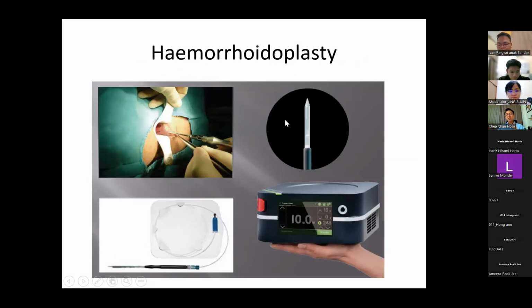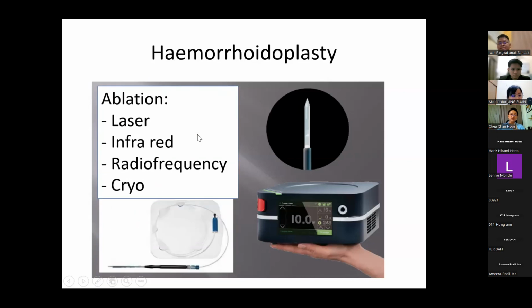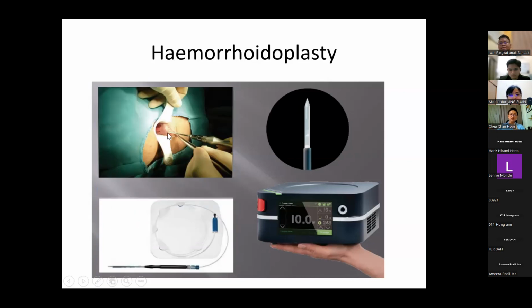So we do something even more advanced, some will say. So we use laser. Okay, so laser has this probe. This is a laser probe. So during surgery, we insert it into the hemorrhoidal tissue and we apply the laser. So it heats up, and then it coagulates the blood vessels inside the hemorrhoid.